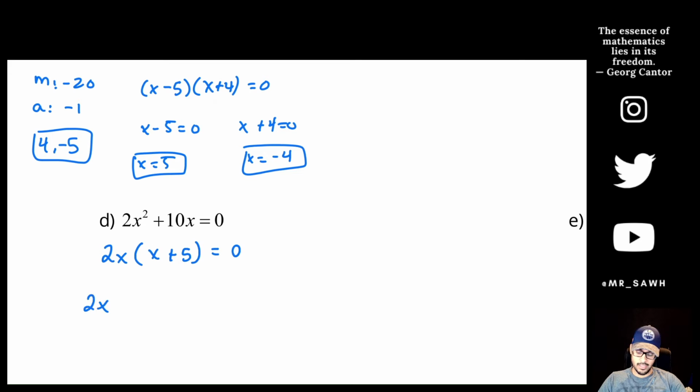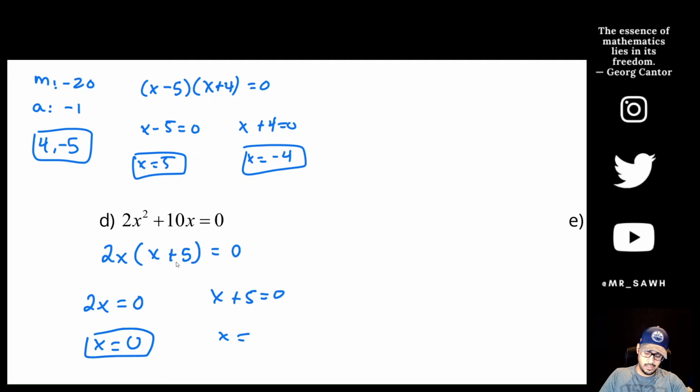So I know that 2x is one of my factors. I'll make that equal to 0. So I know that one x-intercept is 0. Or the other one, x plus 5, is 0. So I know that the zero is negative 5.